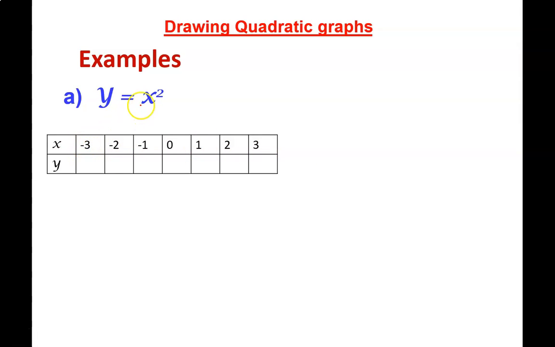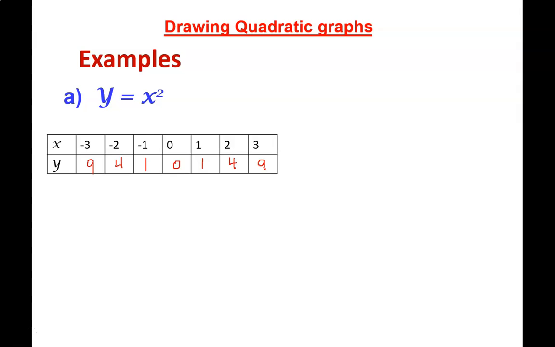if we take x minus 3 and we fill there, minus 3 squared gives you plus 9. Minus 2 gives you 4. Minus 1 gives you 1. And 0 squared is 0. 1 squared is 1, 2 squared is 4, and 3 squared is 9. So we got the points.